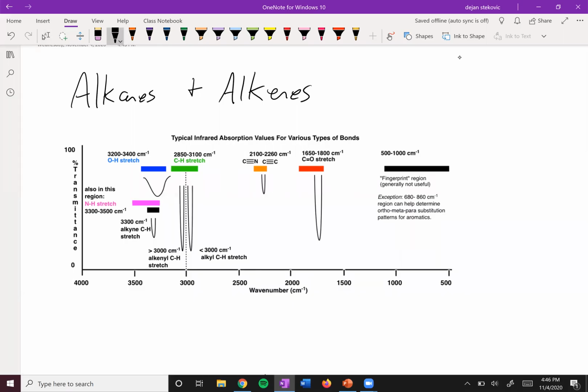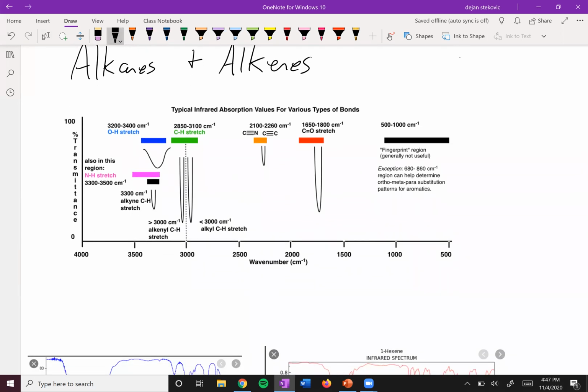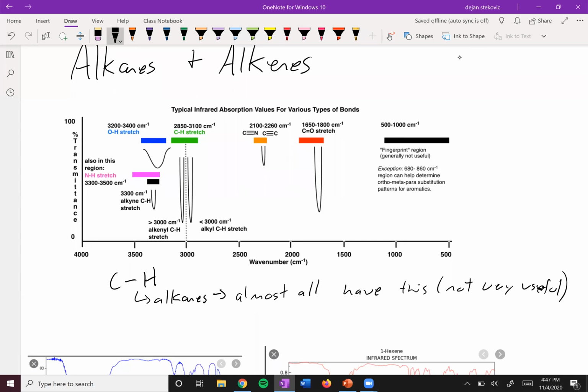All right, next up, we're going to take a look at alkanes and alkenes. And so what we're looking at here, first of all, to start is the CH bond. So we're not looking at the carbon-carbon bond, but we're looking at the CH bond. And in terms of the alkanes, almost all of our molecules have this. And so it's not very useful, because it's going to show up in almost every single spectrum. Although if you don't see it, then that tells you that something interesting is going on.